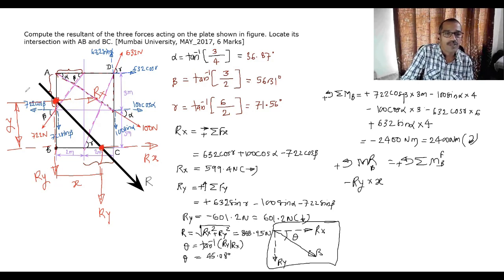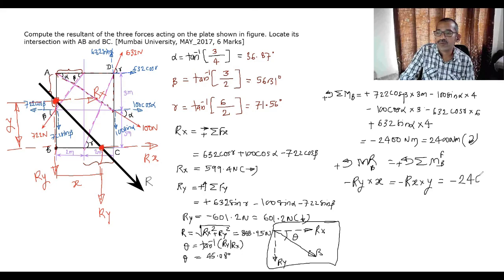Moment of Rx about B is clockwise. That means in the moment of resultant you can write minus Rx into Y. And you know the sum of moments of all forces is minus 2400. So minus Ry times x, where Ry is 601.2, equals minus Rx, which is 599.4, into Y, and minus 2400.